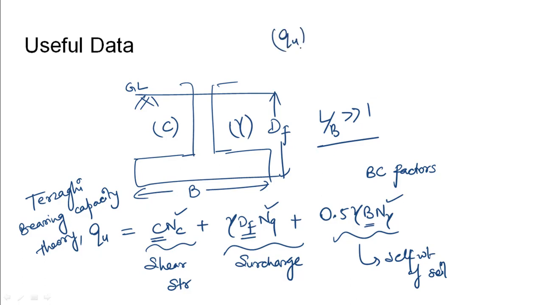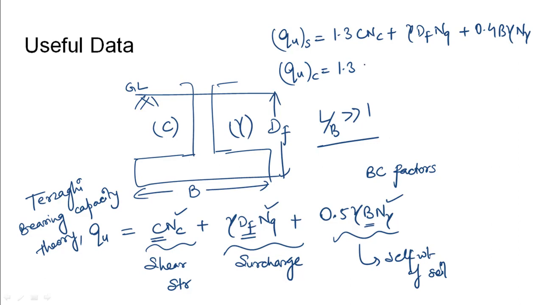So for a square footing, the equation becomes 1.3 times C Nc plus the second term remains the same, gamma Df Nq. The last term changes, it becomes 0.4 times B gamma N gamma. For the case of a circular footing, it is given as 1.3 times C Nc plus gamma Df Nq plus 0.3 times the diameter gamma N gamma.